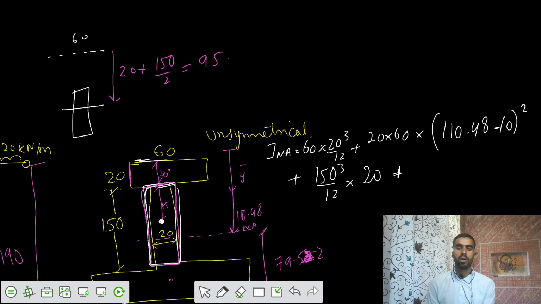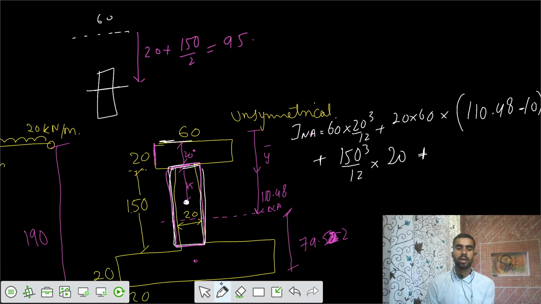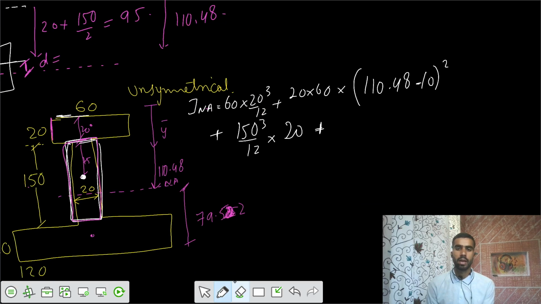At 95 from top, the centroid of that area is there. But from the top, the neutral axis is at a location of 110.48. That means the value of d equals the difference of the two. So I can write d equals to 110.48 minus 95. Then I do square. So I can write also area times d square, Ad square. So your area equals to 150 into 20 into d square.